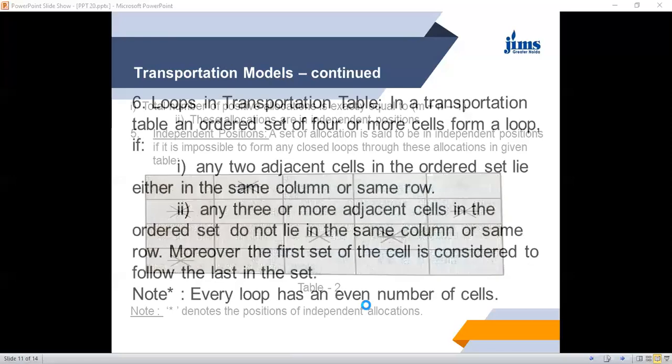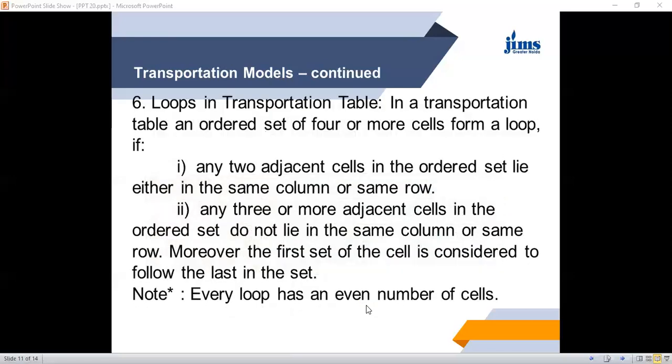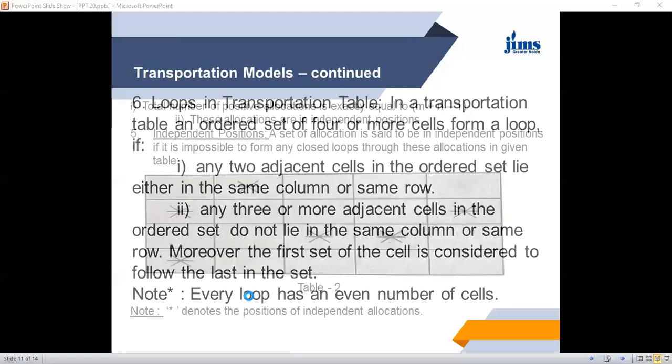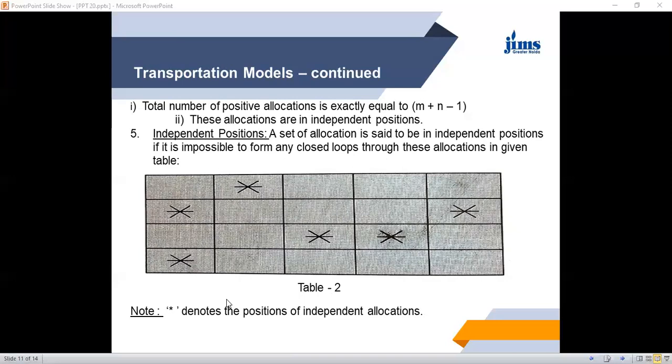So if the allocations are made at independent positions so that no loop can be formed, then only the problem is said to be non-degenerate. Otherwise, the problem becomes degenerate. So see here, if you start from here, you may go horizontally either right side or left side, or vertically upside. You cannot go because this is the end of the table, so you can vertically come downward.